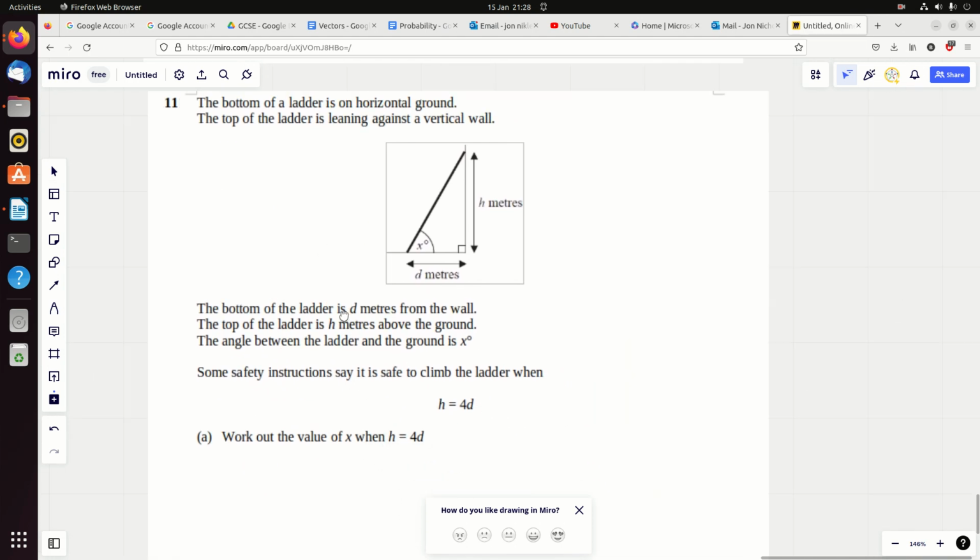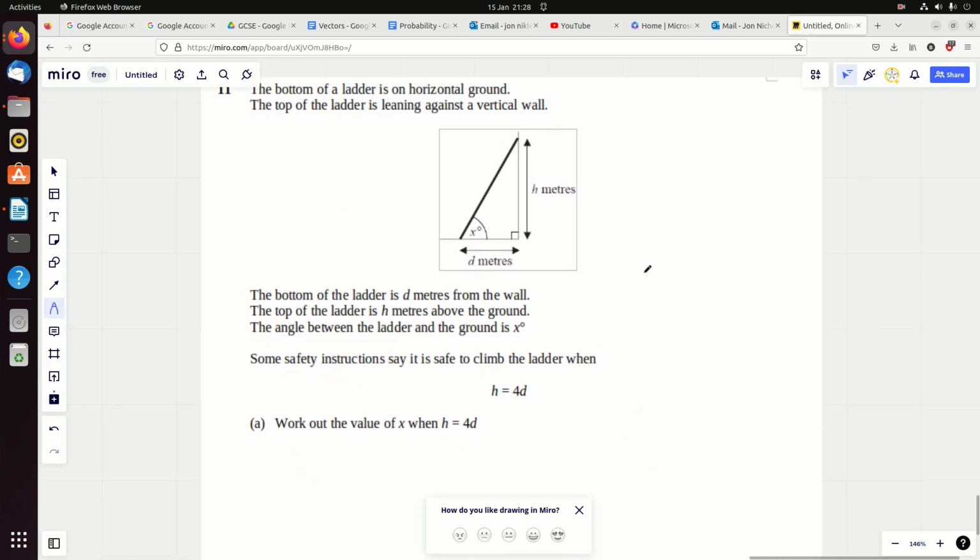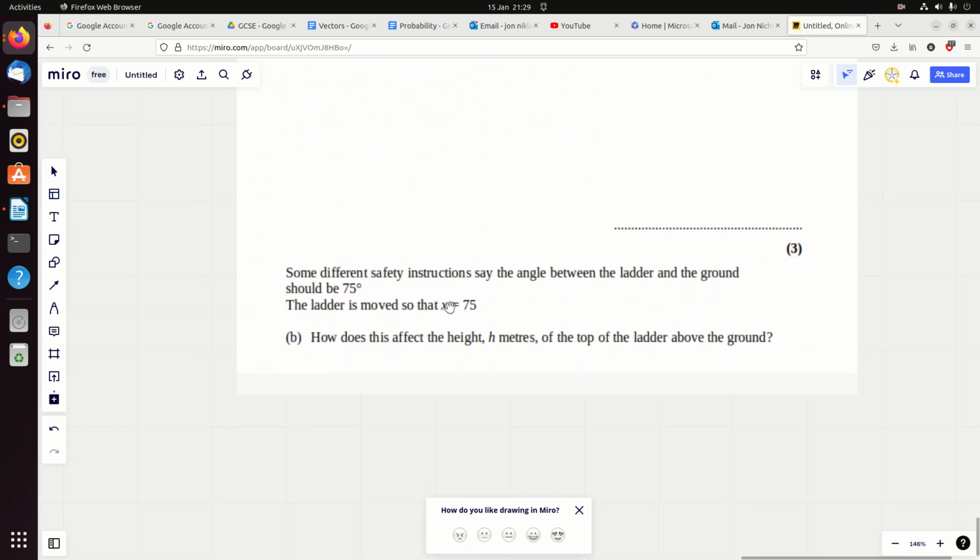Okay, right, 11. This is just trig. Tan x equals h over d. So tan x equals, well, h is 4d, so that's 4d over d. The d's obviously cancel, so you get tan x equals 4. And so x equals inverse tan of 4. Make sure you're in degrees. 75.96. I don't think they were restricting the accuracy on this question. Let me just check. Nothing down there. Oh no, it's just this last bit.